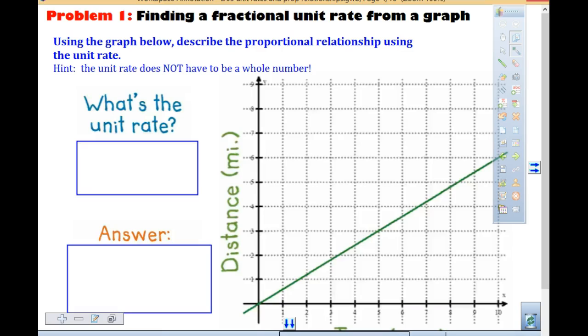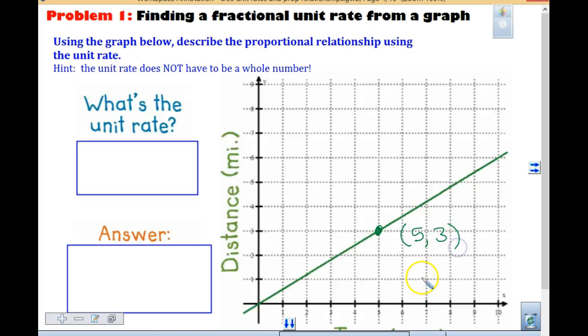So it says, using the graph below, describe the proportional relationship using unit rate. Hint, the unit rate does not have to be a whole number. You're going to get a lot of weird fractional ones today, so having your calculator might be helpful. If we look at this one, we can't go up from 1, right? What's our first nice point that you can see as we are looking at this? Does 5 make sense? Abby, we call it what? 5, 3, if we are looking at that.